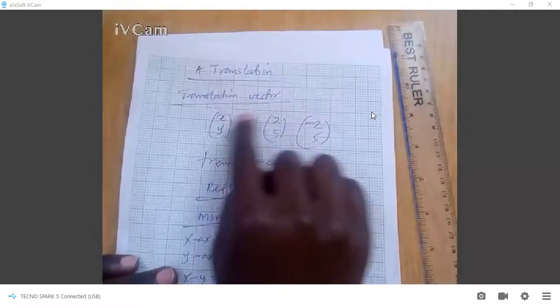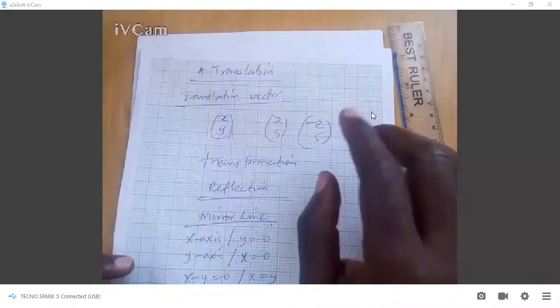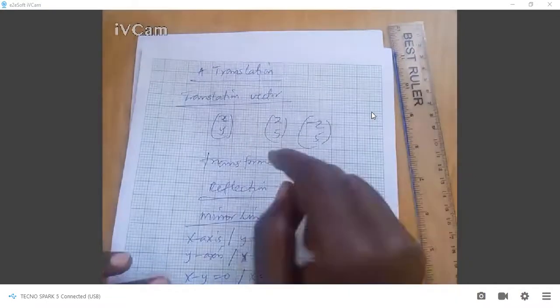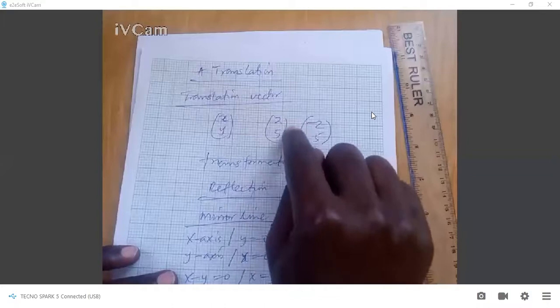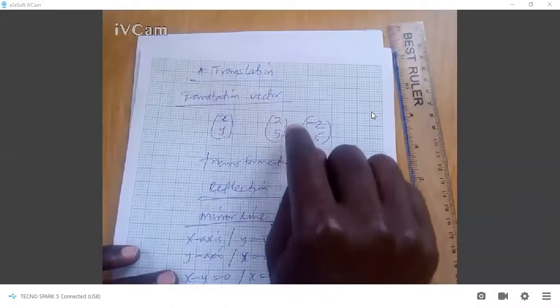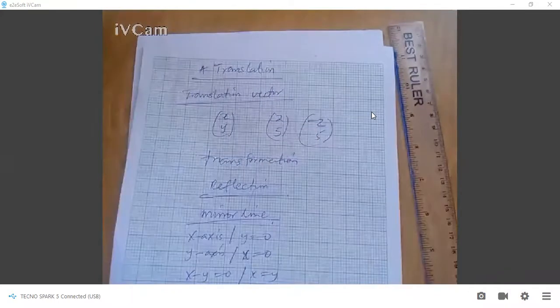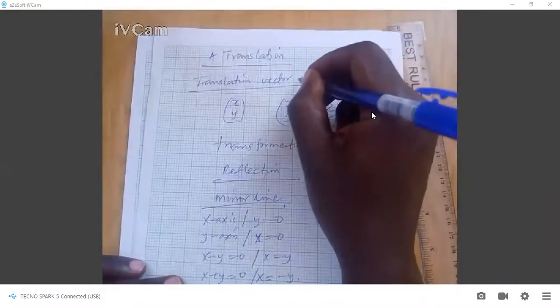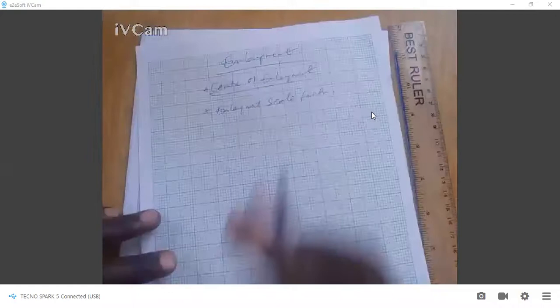I've said we have already looked at a translation. For a translation, you need to have a translation vector, and it is described by a column vector (x, y) in that order. So this should be able to help us solve a problem involving transformations. Okay, I'm going to repeat: the different types of transformations are translation, reflection, rotation, and then enlargement.